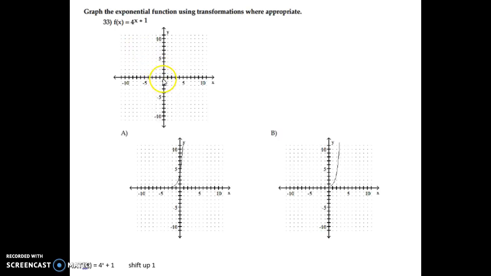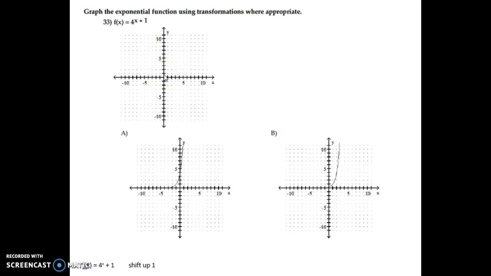that when x is 0, the y value is going to be 1, because no matter what the base is, whether this was 4 to the x or 5 to the x or 2 to the x, no matter what the base is, if the exponent is 0, the result is 1. So no matter what the base is, you always have the point (0, 1) on the graph.